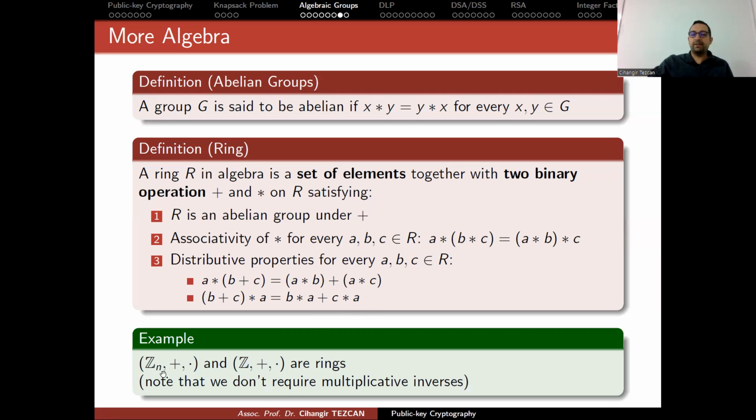Examples: Zn with respect to plus and multiplication is a ring, and this is a finite ring. Z with plus and multiplication is an infinite ring, because the multiplication has this distributive property over addition. Here, the important thing is that we are not looking for multiplicative inverses. This is why these became rings, whereas Zn with respect to multiplication was a group.